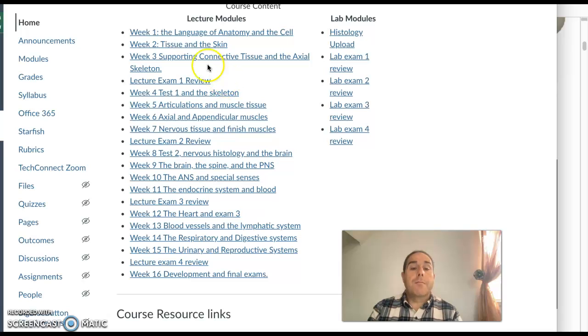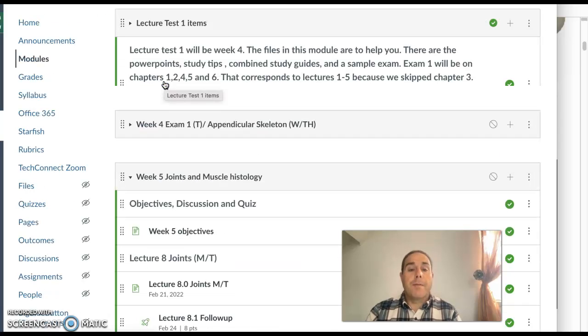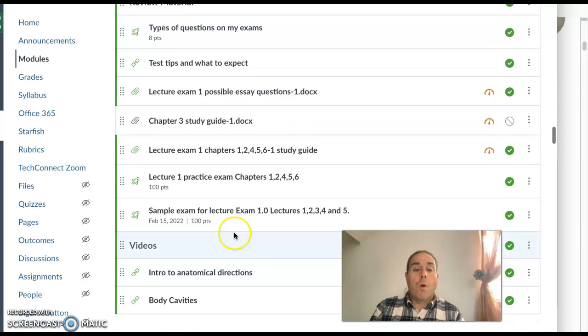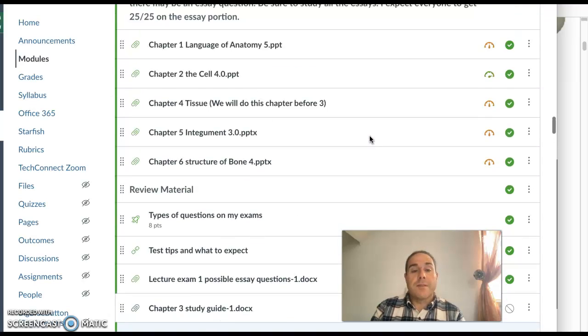Now, if you follow this week 1, week 2, week 3, lecture exam review. This is actually from the before times when we had a face-to-face lecture and lab. So these are all the study guides, these are all the PowerPoints. Then I have one large study guide as a Word document. Some students like it all in one place. It is 95% the same material as the individual study guides.